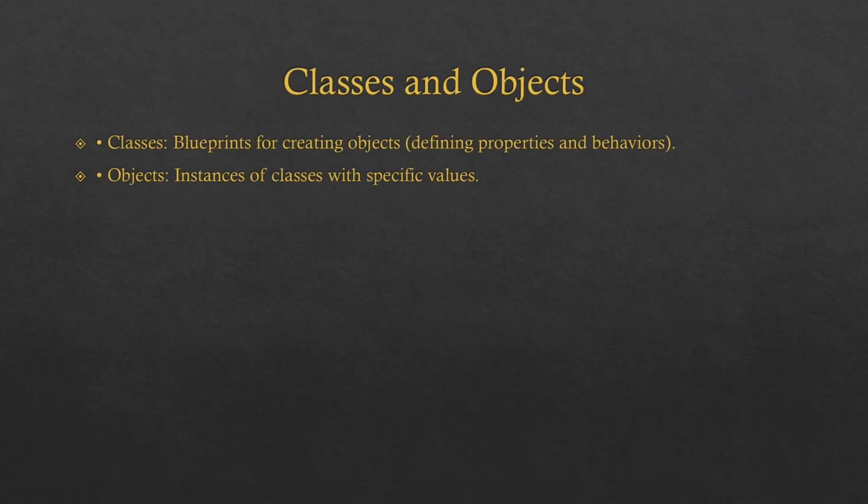Let's now explore classes and objects, the foundation of OOD. A class is a blueprint for creating objects. It defines the properties or attributes and the behaviors or methods that the object will have. Objects, on the other hand, are instances of a class that hold actual values for those attributes.